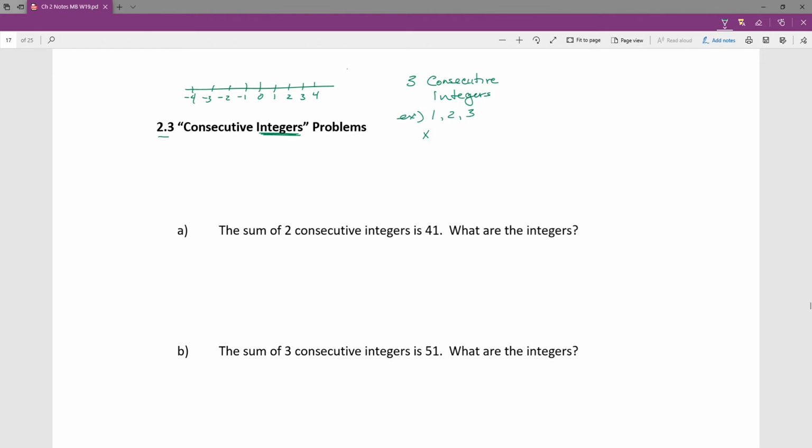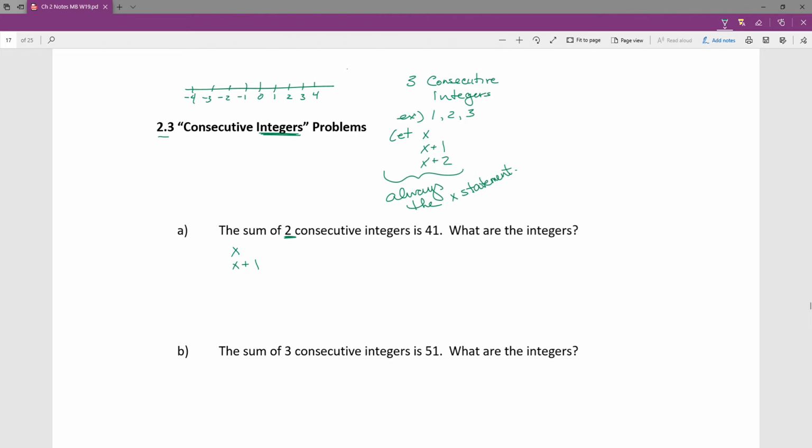How would we get to the 2 in my example? It would be x plus 1. If we wanted to get to 3, it would be x plus 2. These are always the x statements. If it says only 2 consecutive integers, like this first example coming up, it would be x and x plus 1, right?